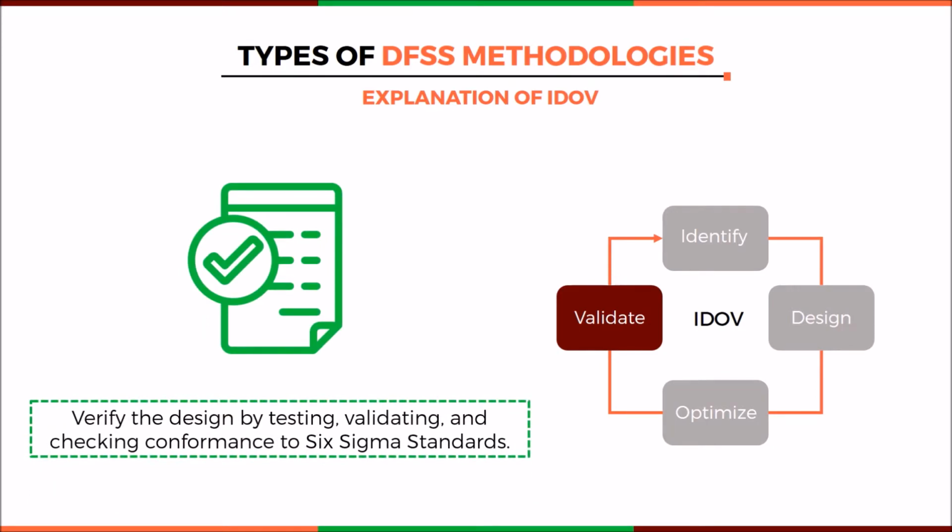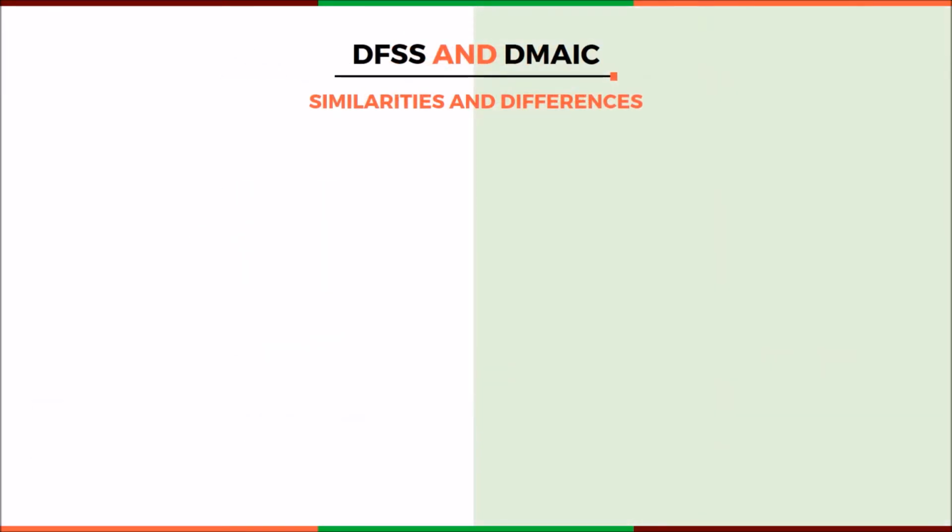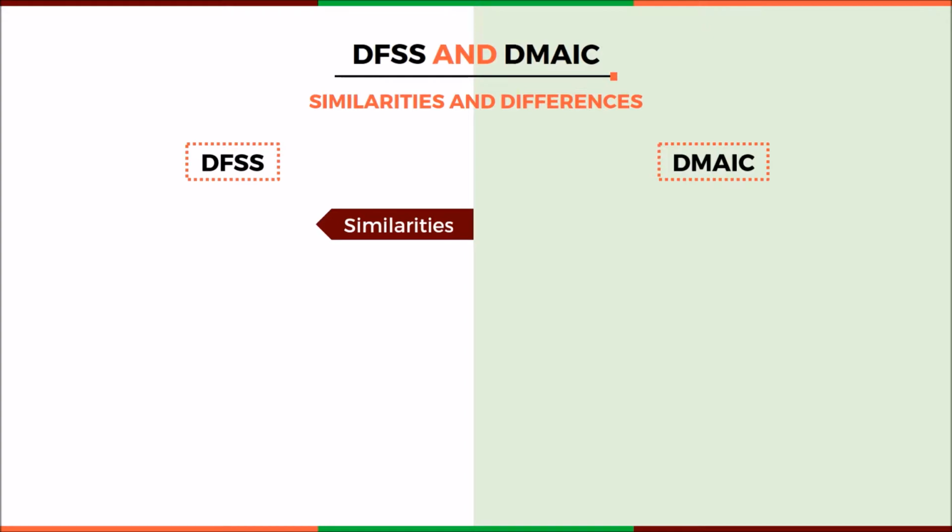Next, we will compare DFSS approaches to DMAIC approaches. There are a few differences between DFSS and DMAIC approaches, but because both fall under the Six Sigma umbrella, there are also similarities between them. Let's look at the similarities first. Both methodologies share a few tools. Both these methodologies strive for Six Sigma levels of performance. Both are based on the Six Sigma philosophy.